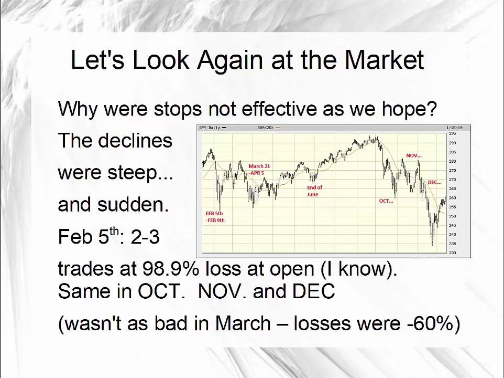Let's look again at the market. Broad market indicator, just looking at SPY. Why were the stops not as effective as we would hope? And it's again because those declines were too steep. On February 5th, taking a reversal there, two of the three bull put spreads that would have been open during that cycle hit a 98.9% loss at the open.